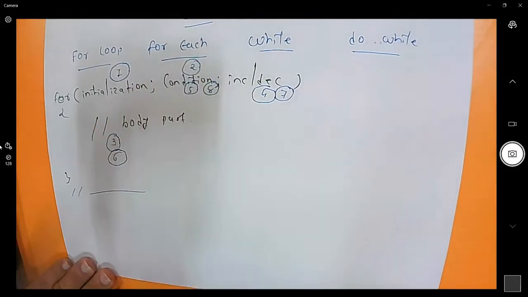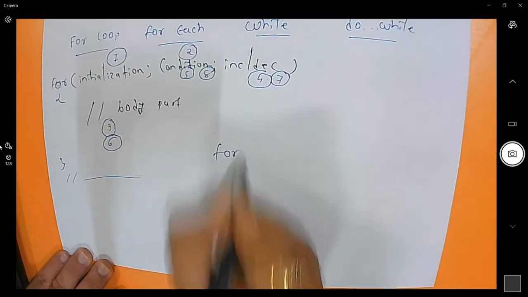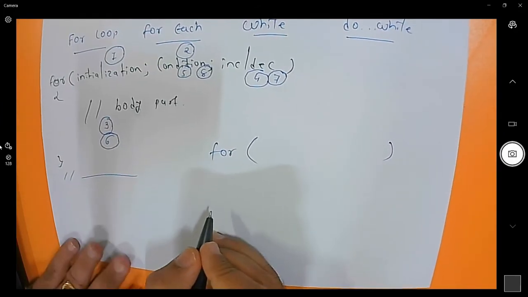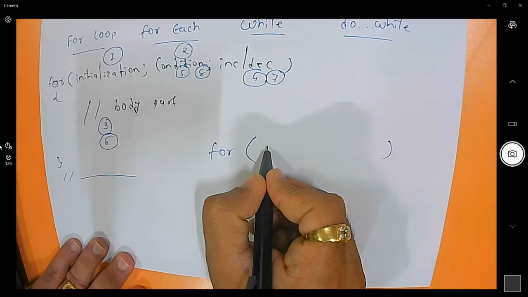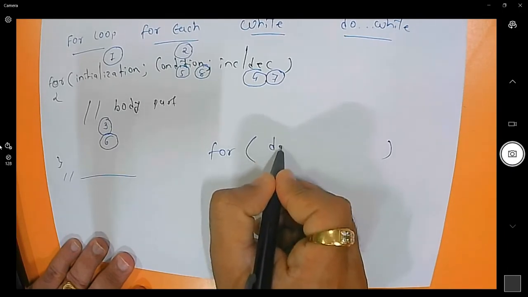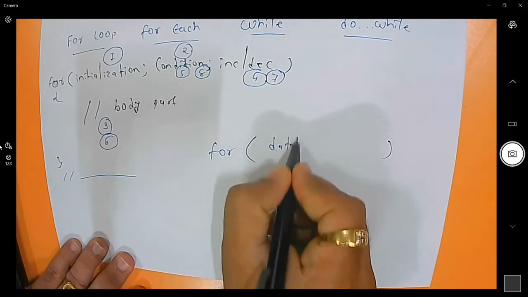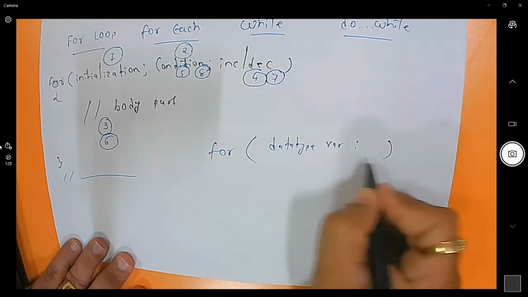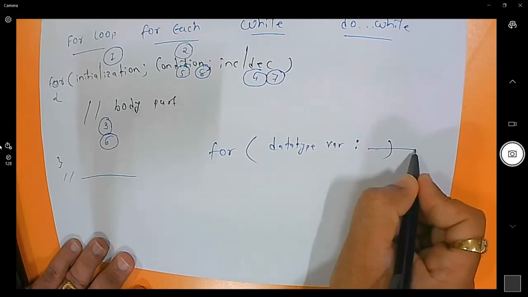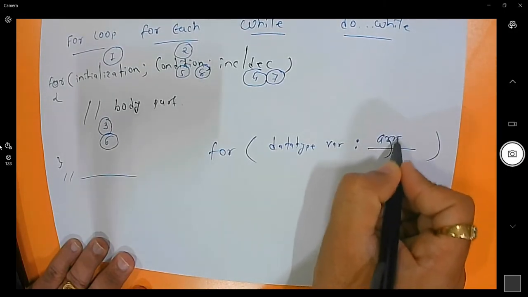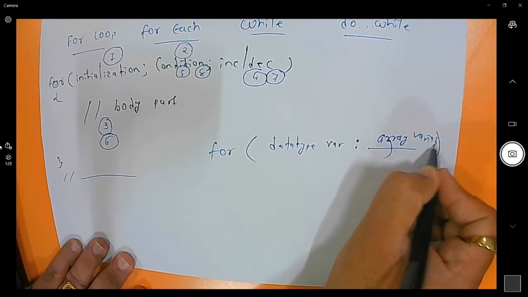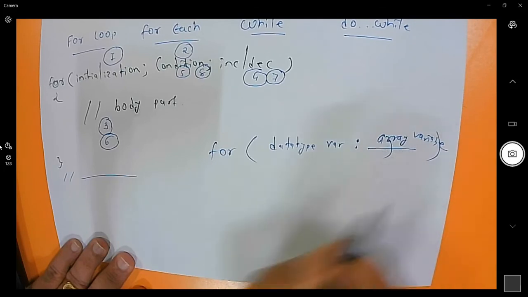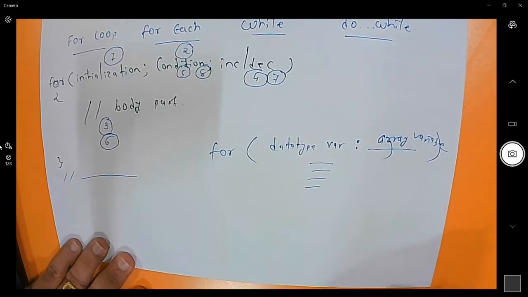What in the case of for each? In the case of for each, we can write the for directly. But what is the biggest benefit? We can write here any data type value. For example, I am writing here data type and variable, and you can pass here a colon, and here you can pass any array variable, so simply it will run up to the length of this array variable and it will do all the tasks that whatever you want to do.